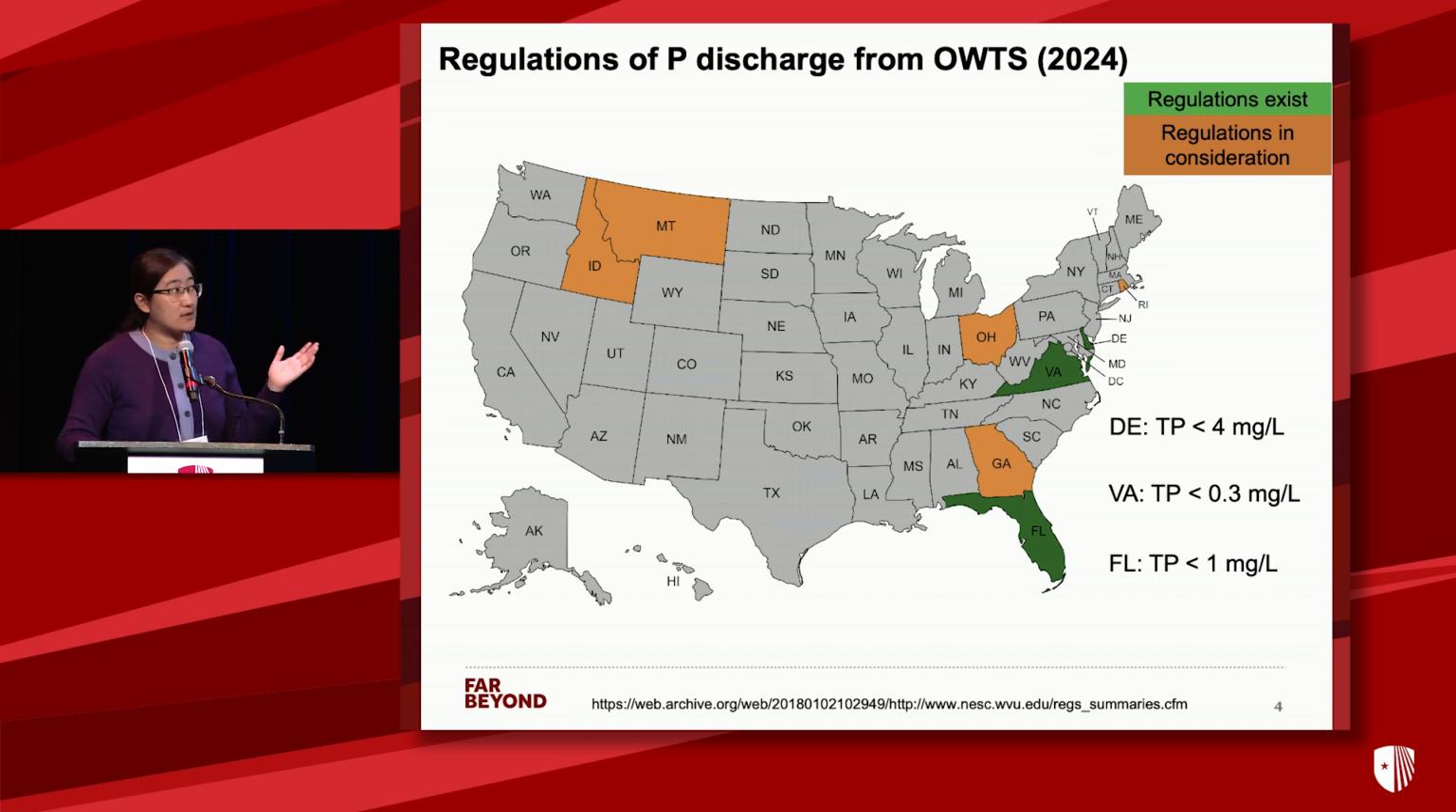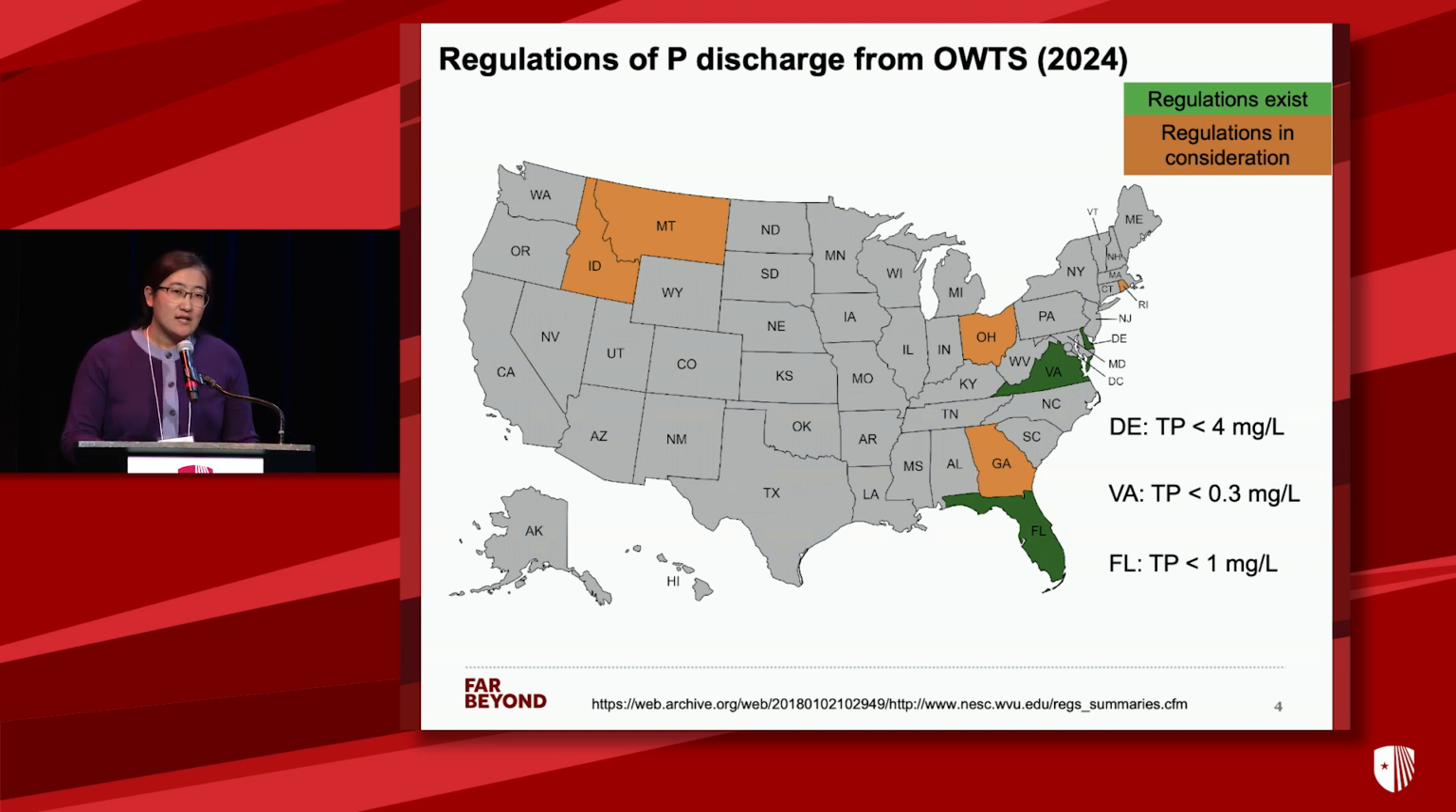However, for on-site wastewater, you can see in this map, we looked into some databases and found that among the states for now, in 2024, only a few states have regulations on the final discharge of the effluent from on-site systems. You can see the range is also pretty wide, from 0.3 to 4 milligrams per liter.